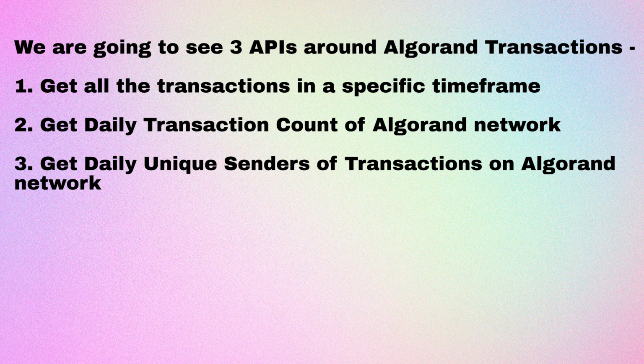First one will be API to get all transactions on Algorand for a specific time frame. Second one will be API to get daily count of transactions on Algorand. Third one will be API to get daily unique transaction senders on Algorand.